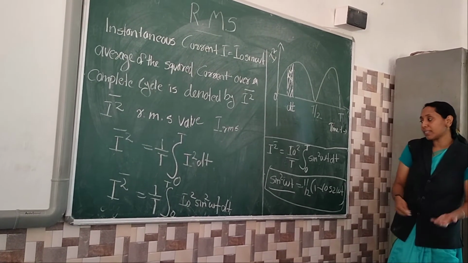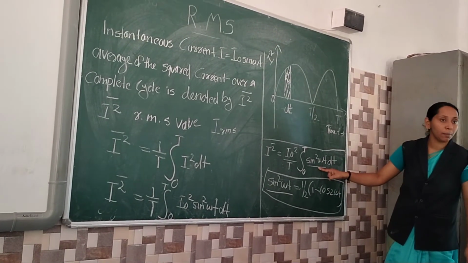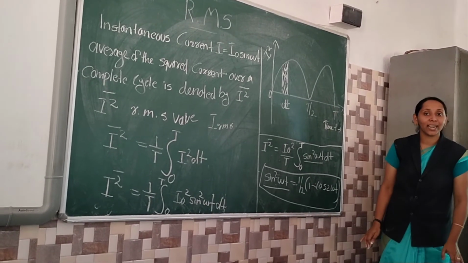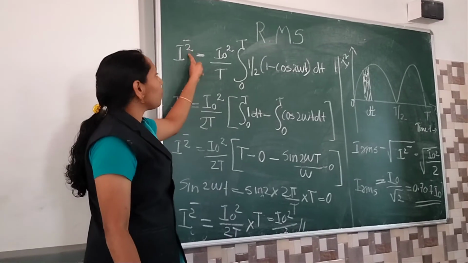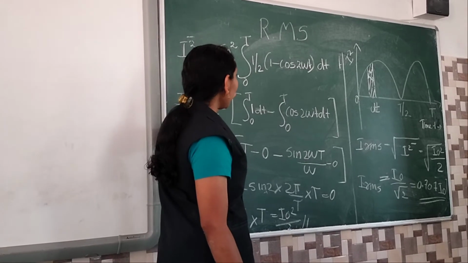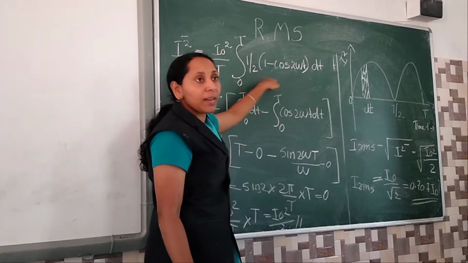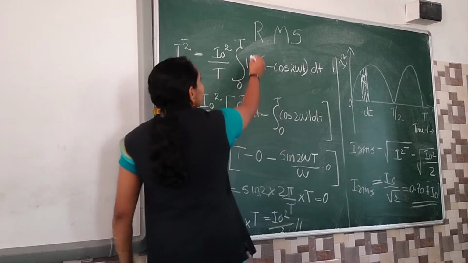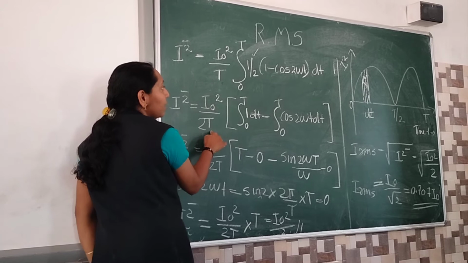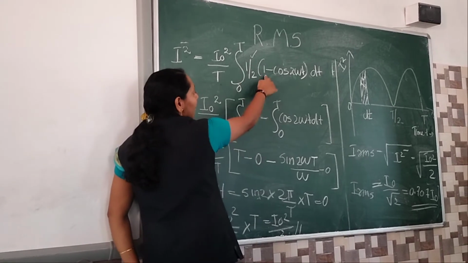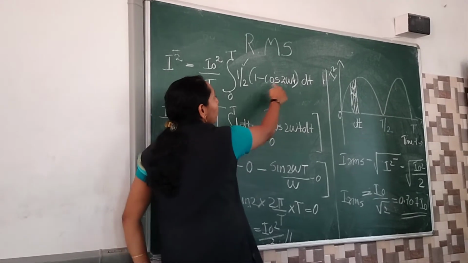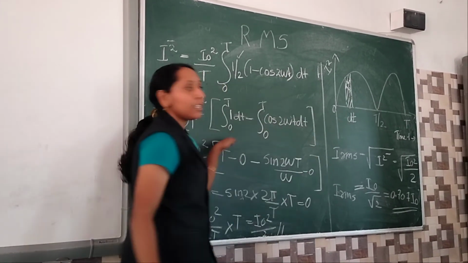So what is our next step? This sin square omega t we have to replace. Take the constant term outside. Then the other two terms we want to integrate. Clear everyone? I square bar equal to I naught square divided by T, sin square omega t expansion I am writing here, dt. This half is a constant, I am taking outside, 2T again. This T के block 1 by 2T. Then 1 का integrate करना. Integral 0 to T 1 dt minus integral 0 to T cos 2 omega t dt. This much clear everyone? Yes.